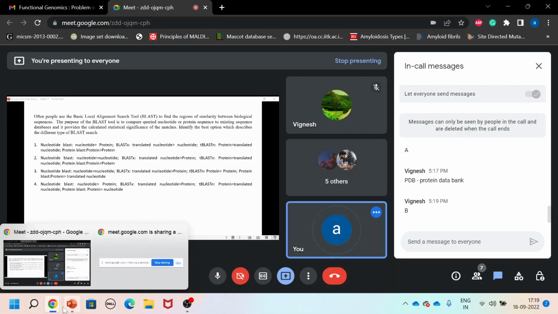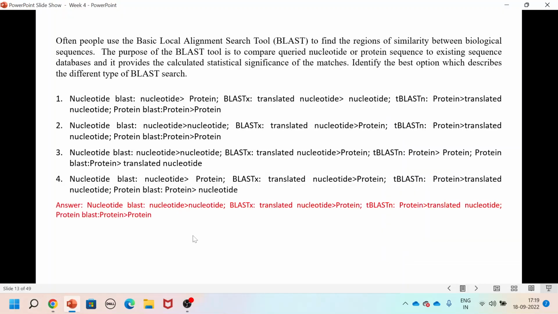Okay, fine. So the correct answer is, as Vignesh said, nucleotide BLAST is for nucleotide to nucleotide. BLASTX is for the translated nucleotide against protein. TBLASTN is for protein against the translated nucleotide, and protein BLAST or BLASTP is for protein to protein.